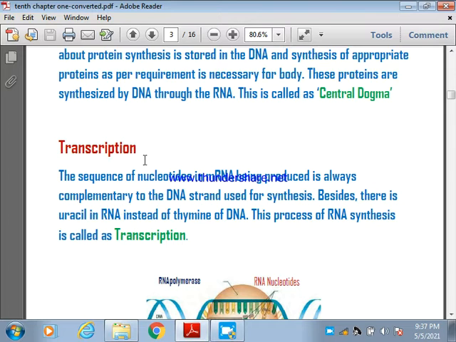Next point, transcription. The sequence of nucleotides in the mRNA being produced is always complementary to the DNA strand used for synthesis. Besides, there is uracil in RNA instead of thymine of DNA. This process of RNA synthesis is called transcription. All these processes are called transcription.